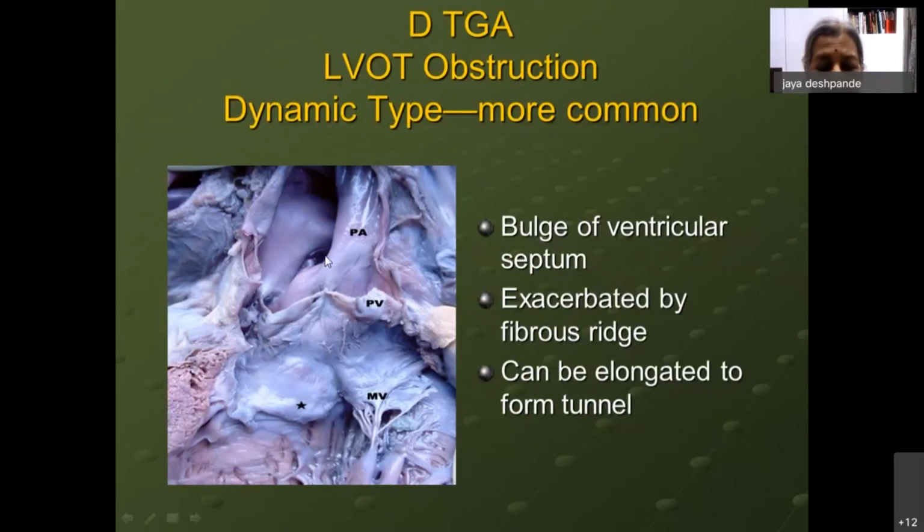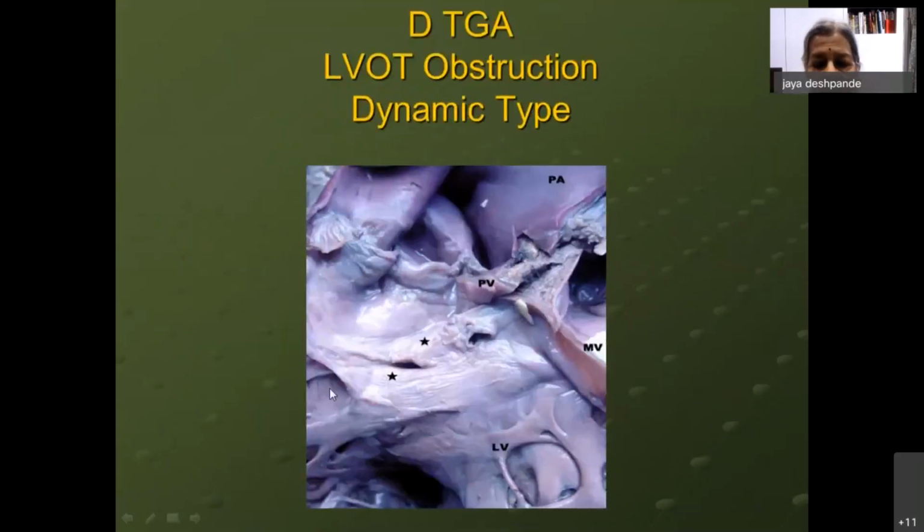Here you see the left ventricular outflow leading to the pulmonary valve, pulmonary to mitral valve continuity, and here in the region of the interventricular septum, you see a fibrous bulge with marked fibrous ridges. So this forms kind of a narrow tunnel, an obstructive kind of LVOT obstruction. Here you see a small VSD again on the left side, and it is surrounded by multiple fibrous ridges. This will again cause a dynamic type of obstruction.